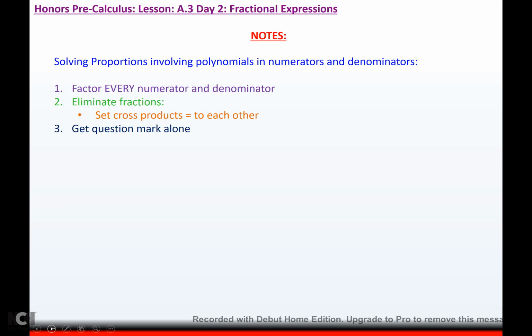So, why did we review all that factoring? Well, the first thing that your homework's going to ask you to do is solve proportions involving polynomials in numerators and denominators. A proportion, remember, is when you have a fraction equal to a fraction. And so what you did, remember, was you cross multiplied and divided. You did this times this has to equal this times this. You're going to do the exact same thing. There's just one trick. Instead of them just being plain numbers, they're going to be polynomials. So first of all, you want to factor every single numerator and denominator that you can and eliminate fractions, okay, if you can. Then set cross products equal to each other and get the question mark alone.